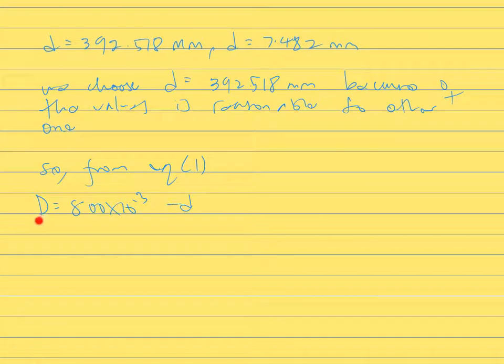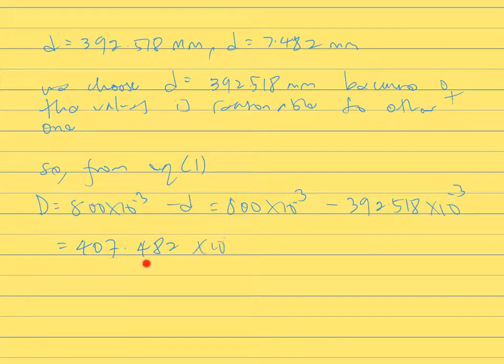So D, the major diameter, is equal to 800 power of negative 3 minus d, which is 800 millimeter minus 392.518 power negative 3. So we got the value for the major diameter as 407.482 power of negative 3 meter, or 407.482 millimeter.